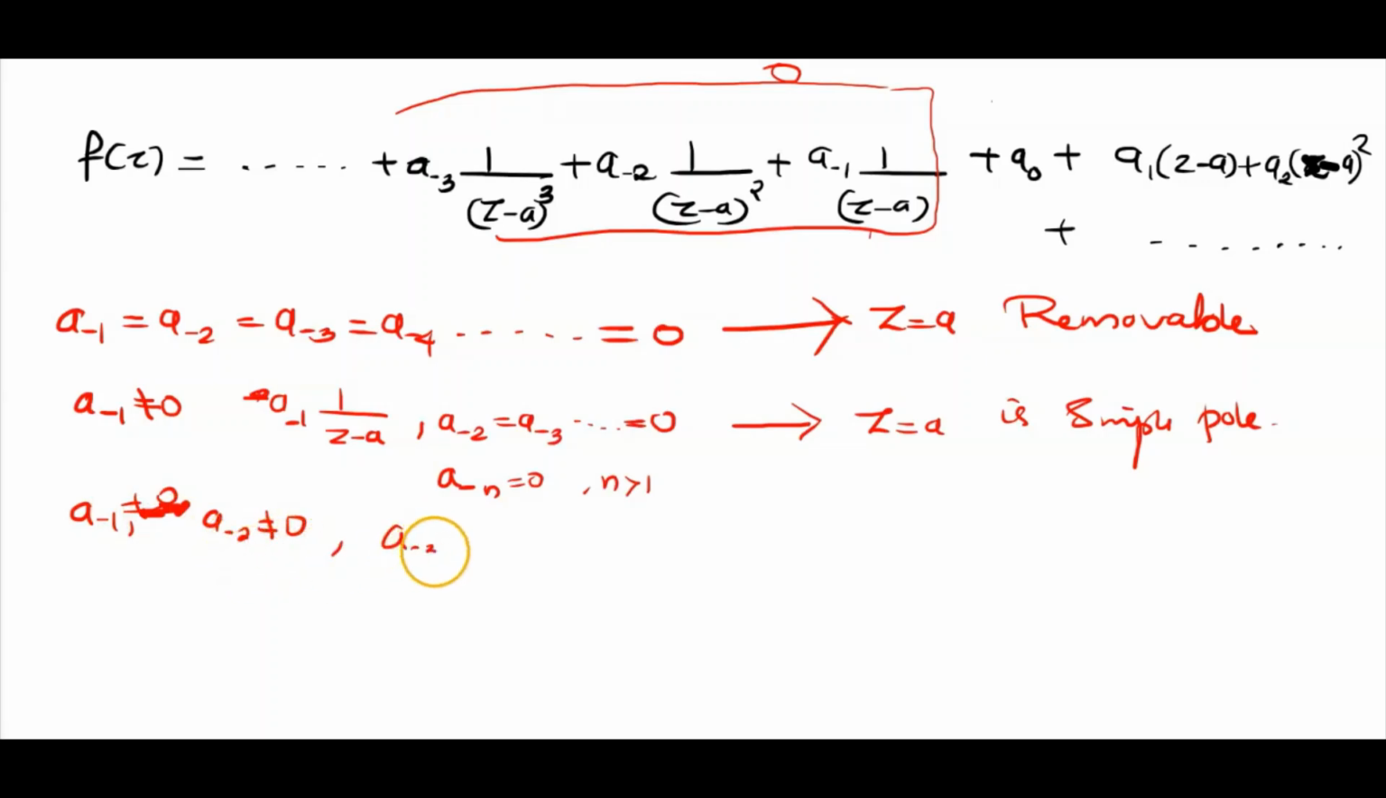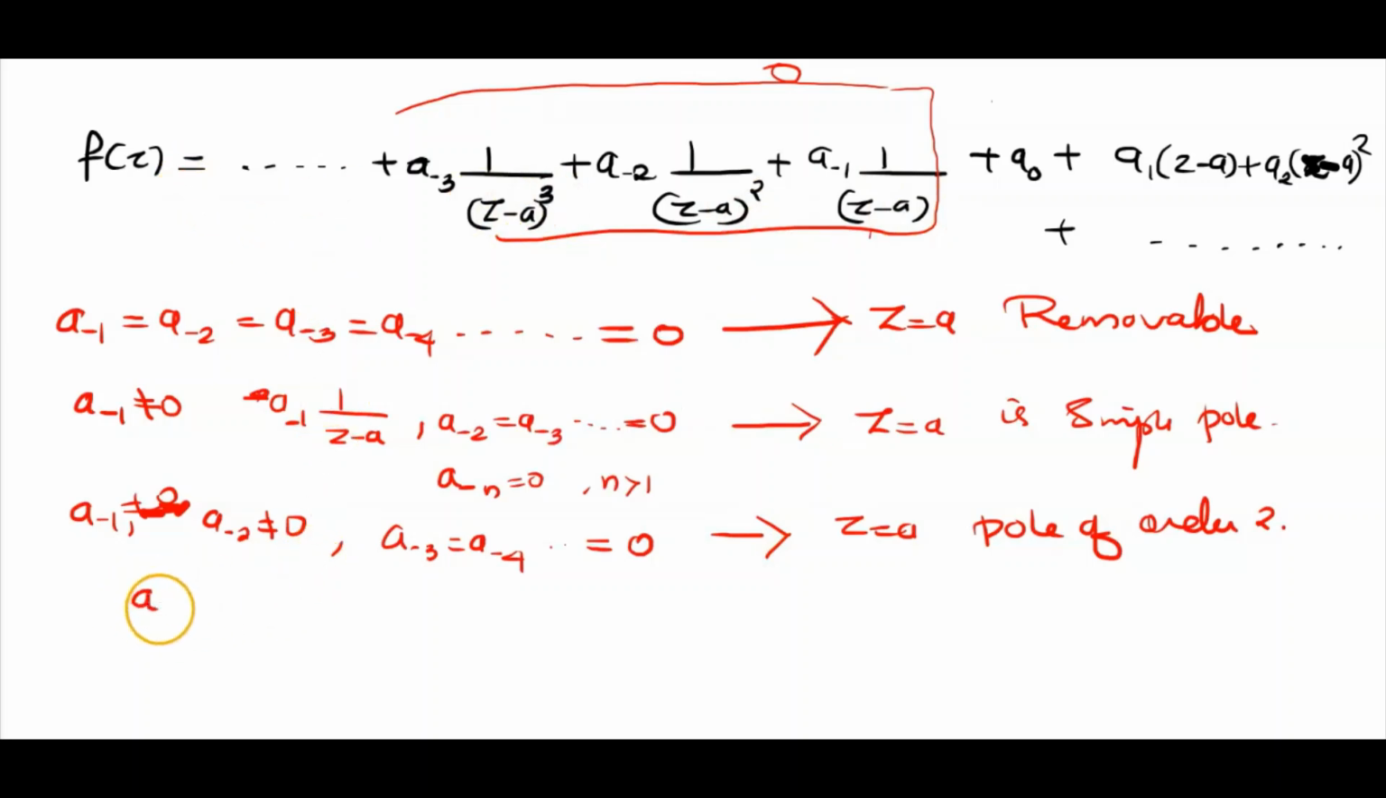All other powers, a minus 3, a minus 4, etc., are equal to 0. Then z equal to a is a pole, again a pole of order 2. That means if the Laurent series expansion contains one negative power, that means 1 by z minus a is there, then z equal to a is a simple pole. If it has 1 by z minus a and 1 by z minus a all square, then it is a pole of order 2. All others are 0.